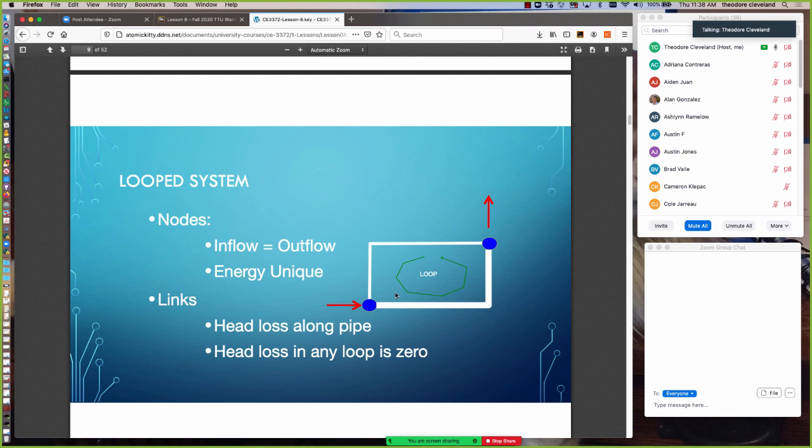And we have this additional observation that head loss around any closed loop is zero. Because whatever the head here is, we lose it getting to this point, we're going to regain it coming back that direction.